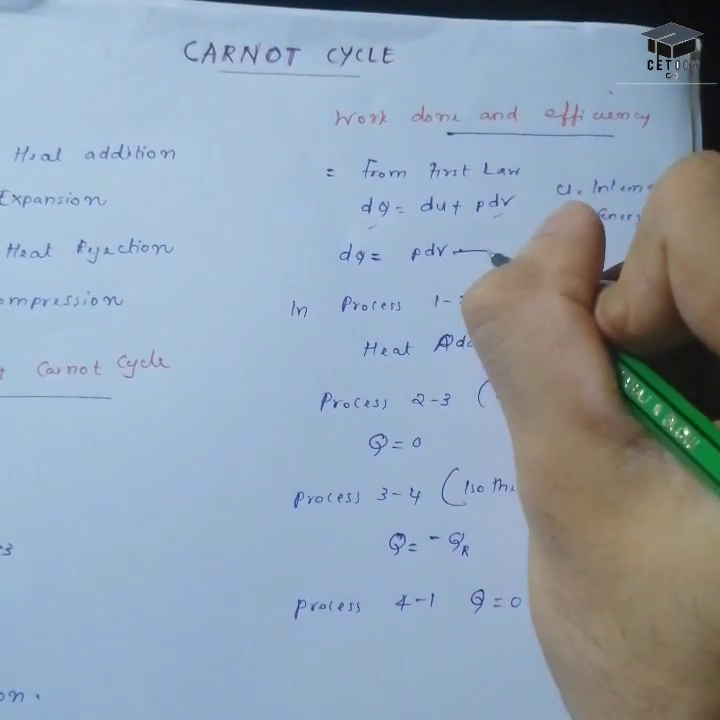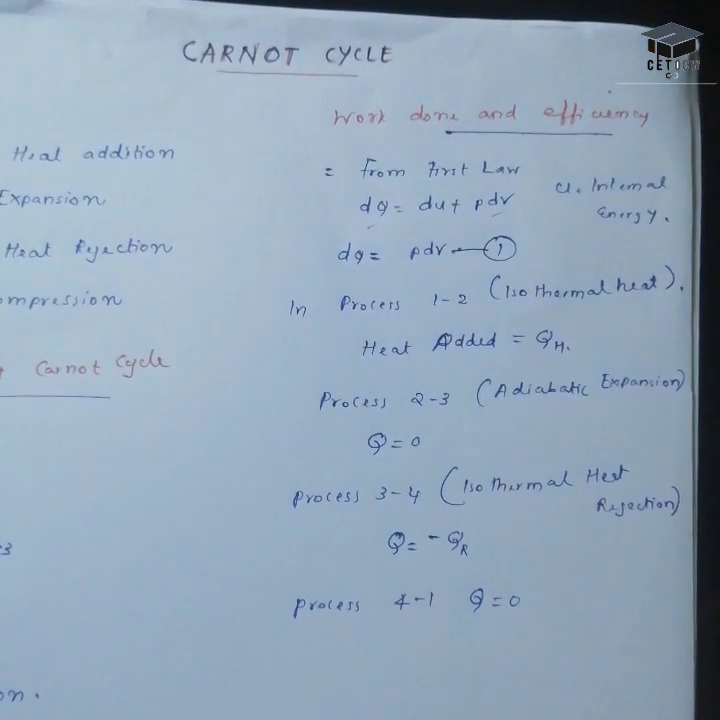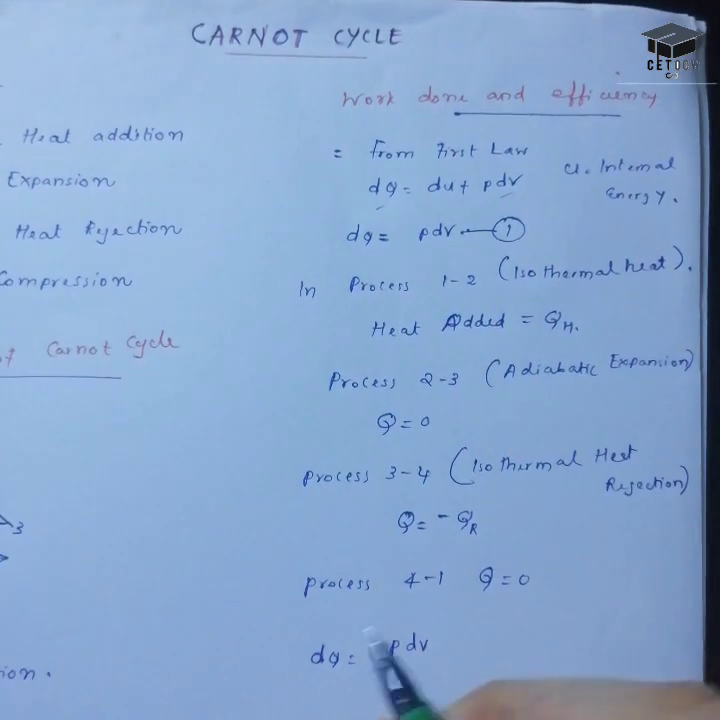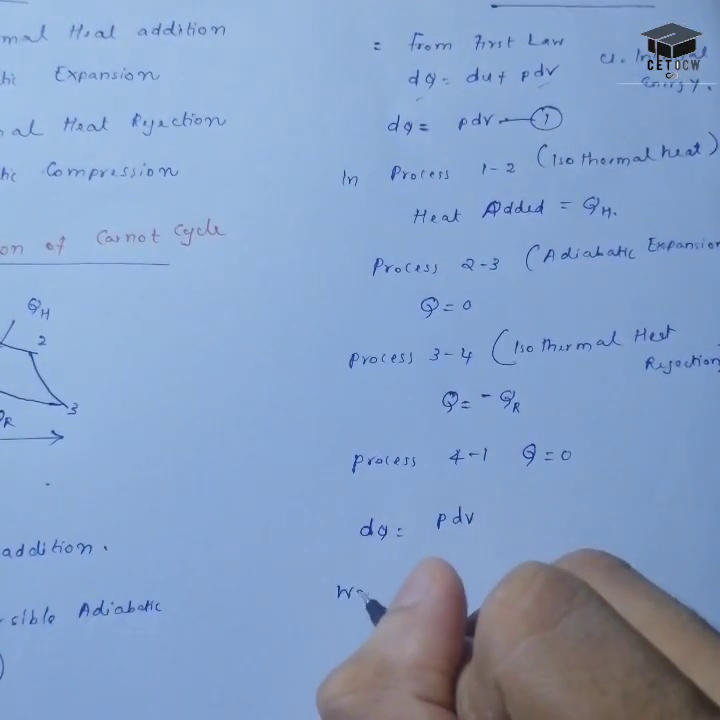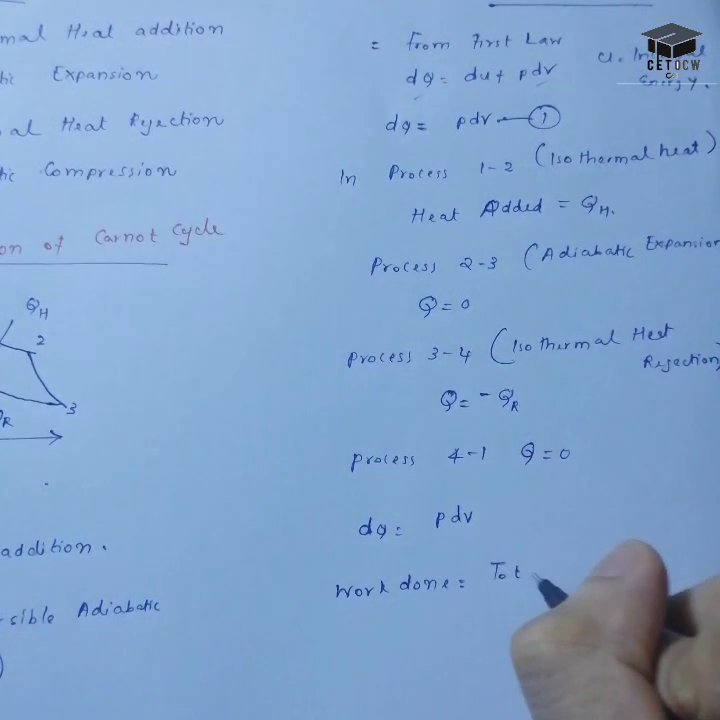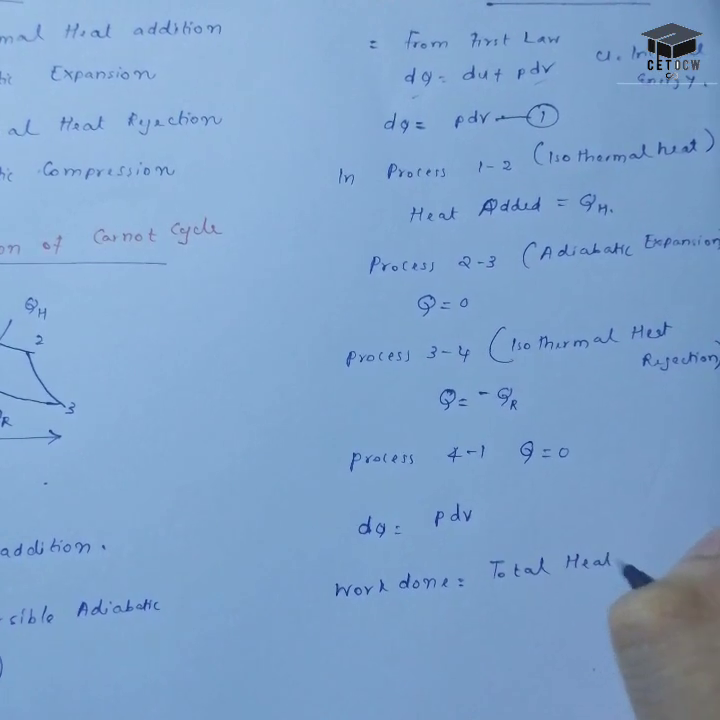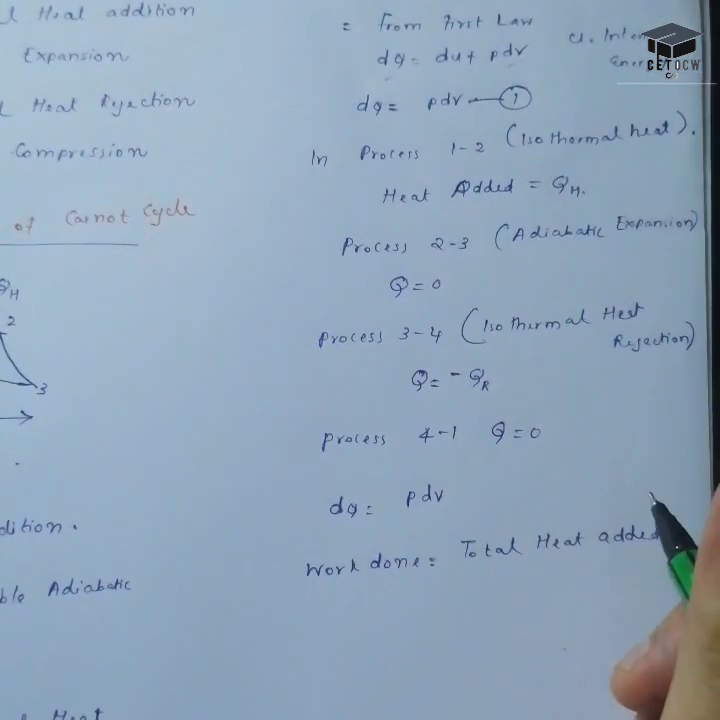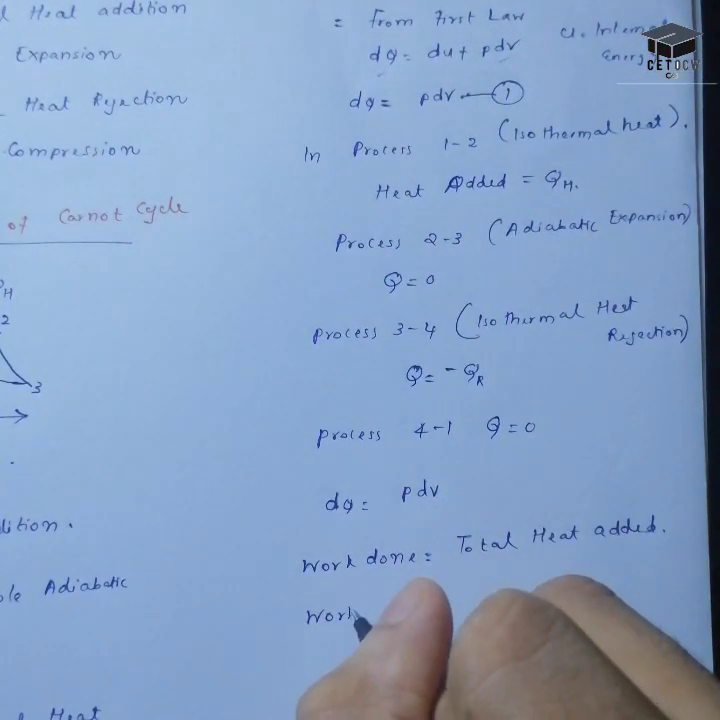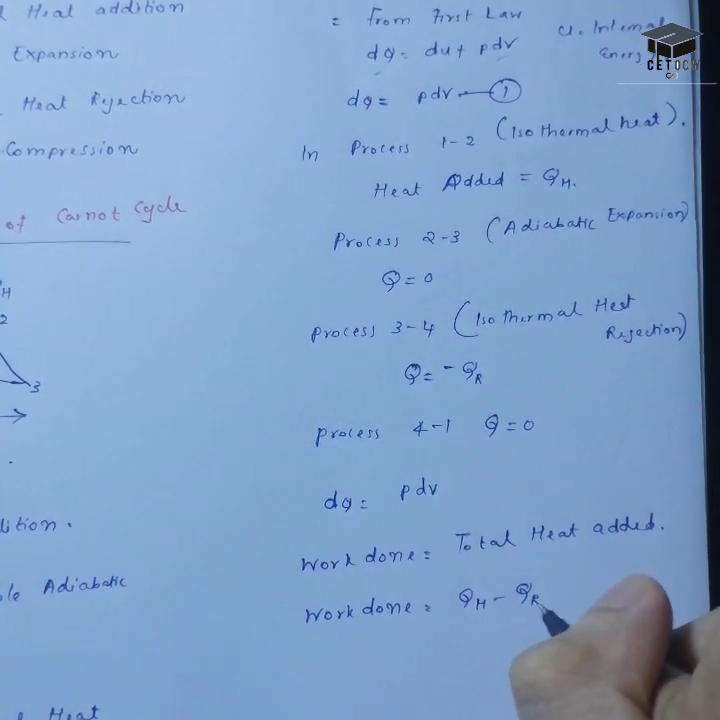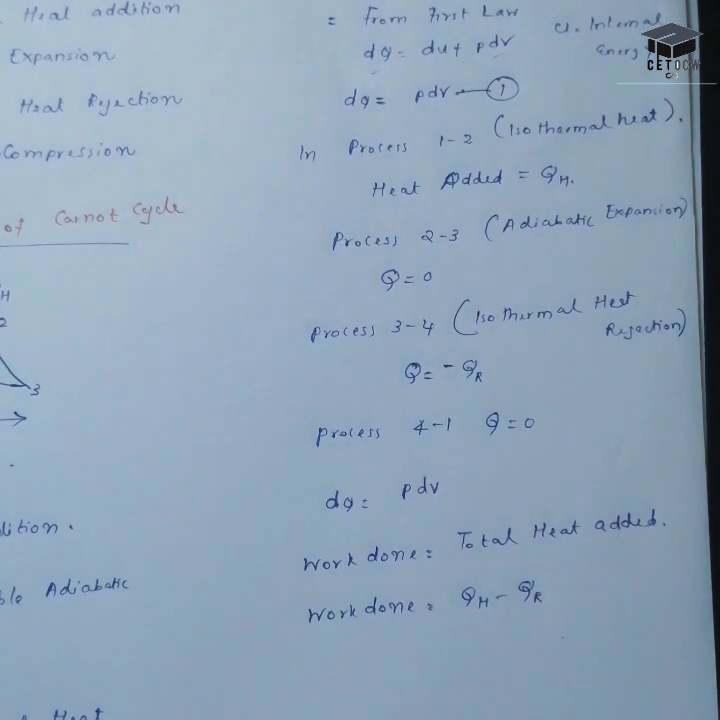So from equation 1, we know dQ is equal to PdV, that is, the total work done is equal to the total heat added. So here the total work done is equal to QH minus QR. This is the total work done by the Carnot cycle in one cycle.